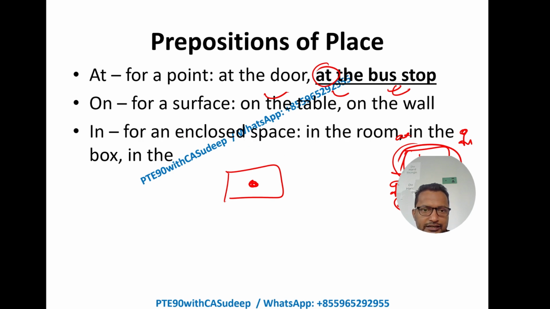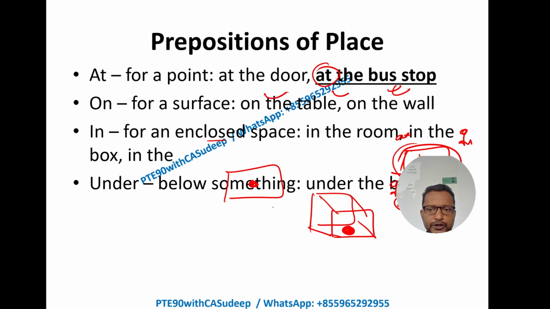In, it is already in the enclosed place. For example, it is the box here. So let me draw the box. So inside the box, there is a ball. Then you can say the ball is in the box. In the box, right? That's already inside in the closed room.